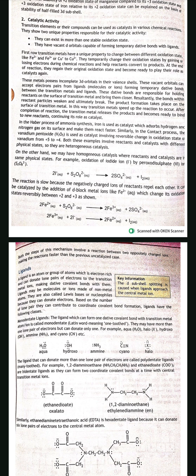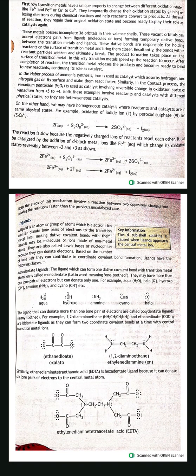Catalytic activity. The transition metals also act as catalysts in most reactions. The first row of transition metals has the unique property of changing their oxidation state to exist in different oxidation states, like iron and copper. They temporarily change their oxidation state by gaining or losing electrons during a chemical reaction, helping reactants convert to products. At the end of the reaction, they regain their original oxidation state and become ready to play their role as a catalyst again. These metals possess incomplete 3d orbitals.